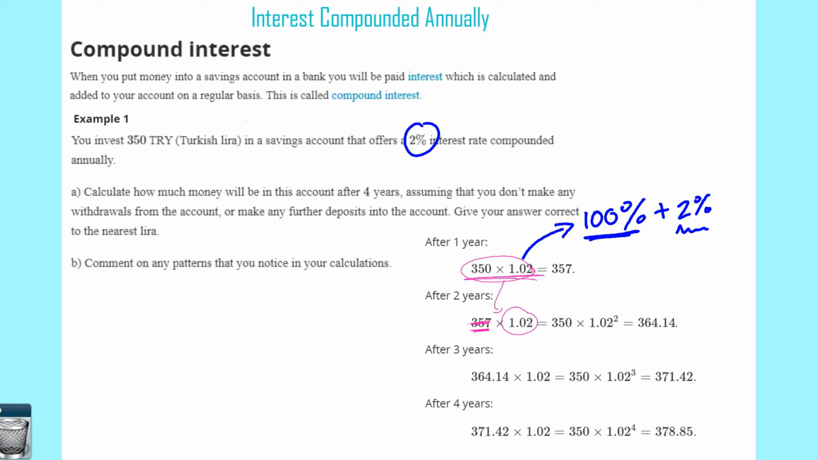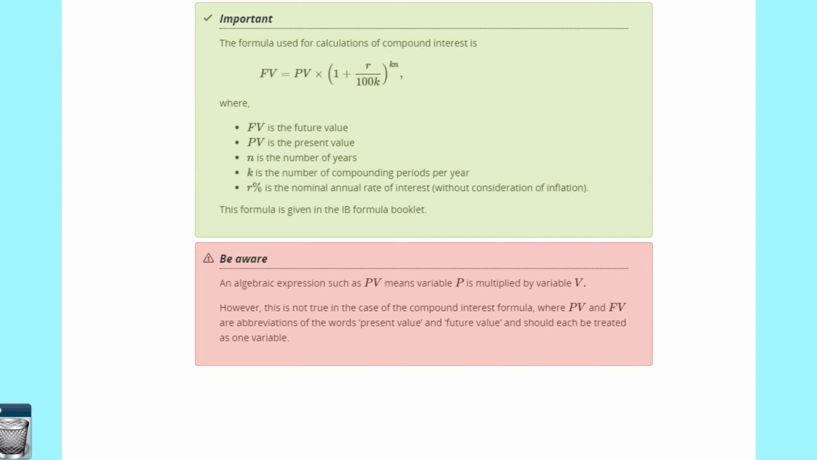Of course, there's a formula for that. Oops, that's my phone, sorry. So what we have is a formula, and this of course is going to be in your IB booklet, so you want to know what this is. The biggest thing I can say about this formula is notice that PV doesn't mean a variable times another variable. PV is a whole thing. It represents the present value. It's not one thing times another variable. PV is just one thing, just like FV is its own thing.